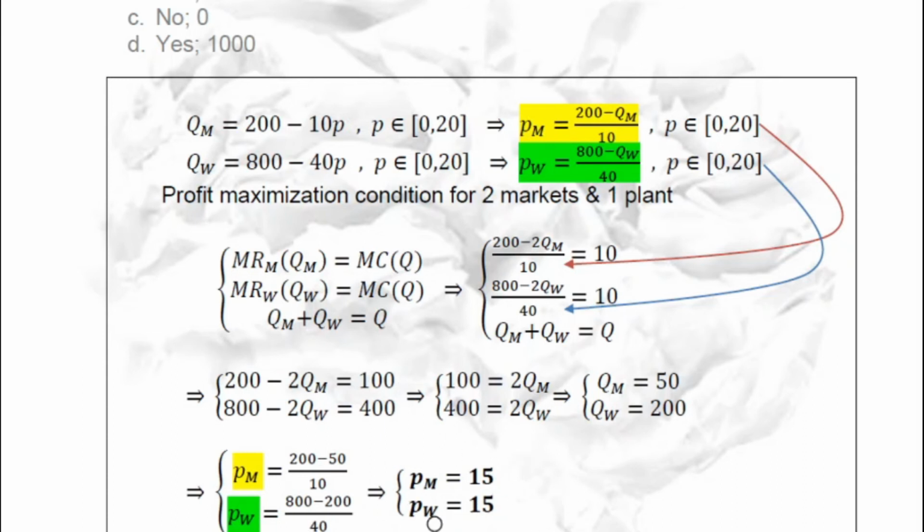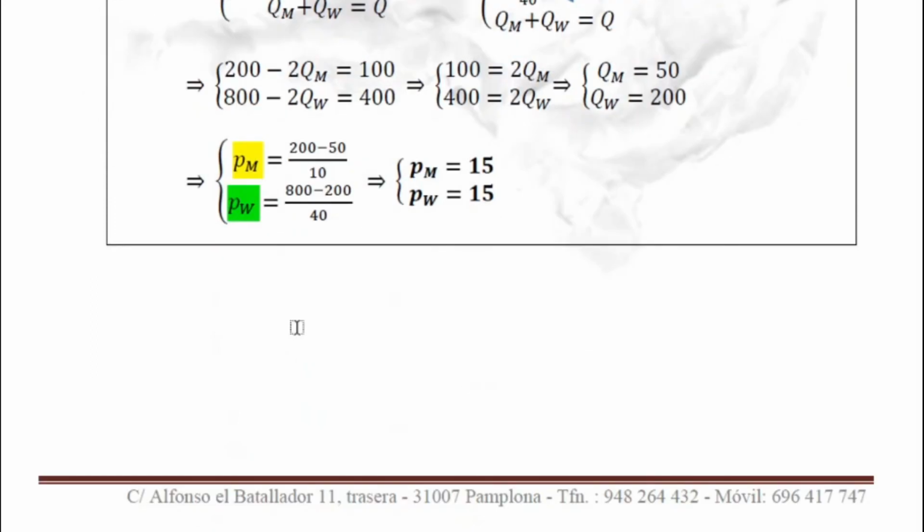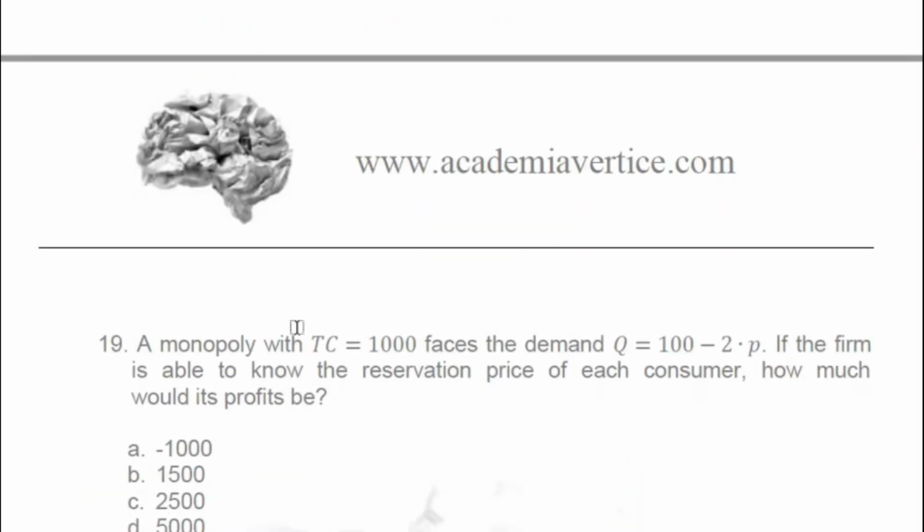So we get that it's not worth it for us as a monopolist to practice price discrimination. So be careful. We have this answer now. Again, is it worth implementing price discrimination in this case? No. What will your net gain be? 0. Net gain, I mean, changing from not practicing price discrimination to practicing price discrimination. We don't earn much money for that.